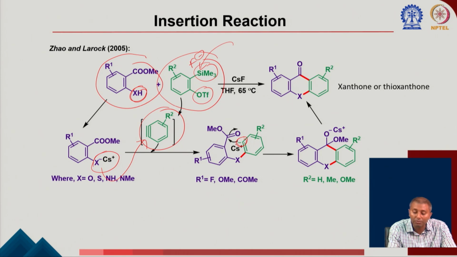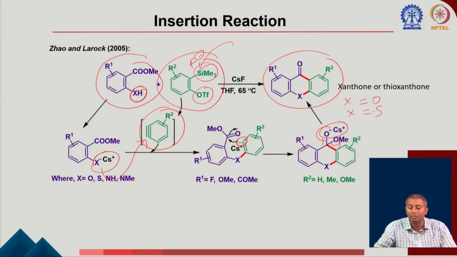So that is going to attack this ester. Finally, once it attacks the ester, it will generate this O minus cesium plus and OMe. It is going to come back and get rid of this OMe to form this type of xanthone or thioxanthone. If your X equals oxygen, it is going to be the xanthone. If X equals sulfur, it is going to be the thioxanthone.